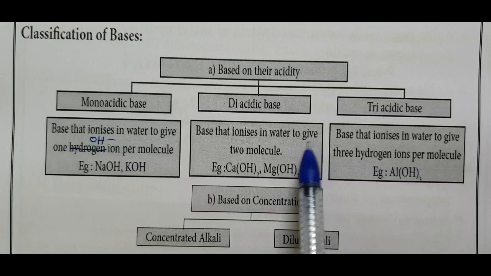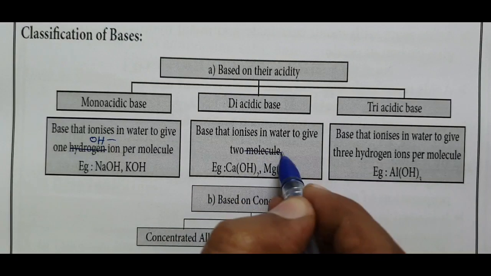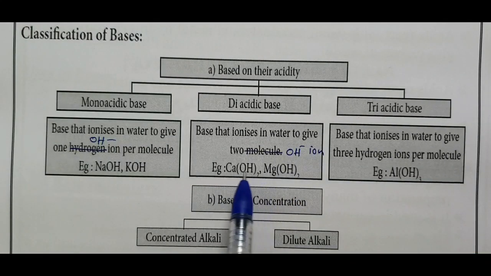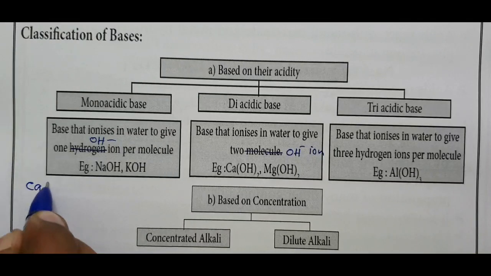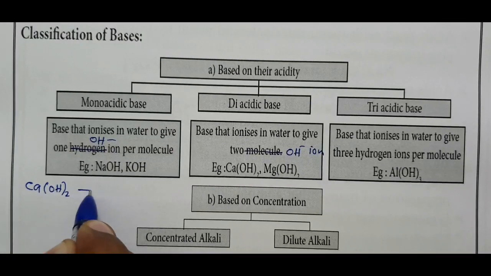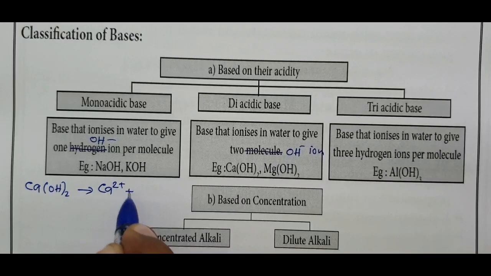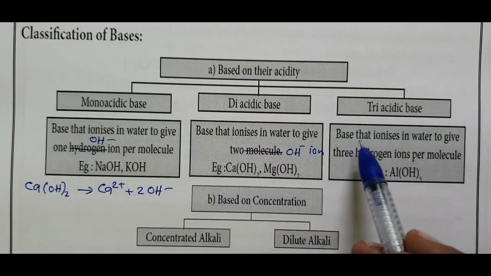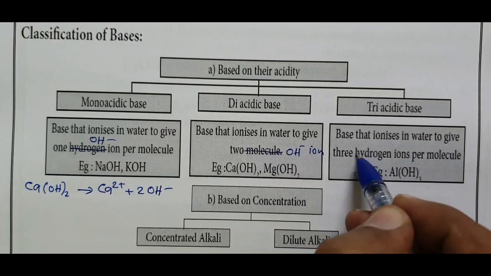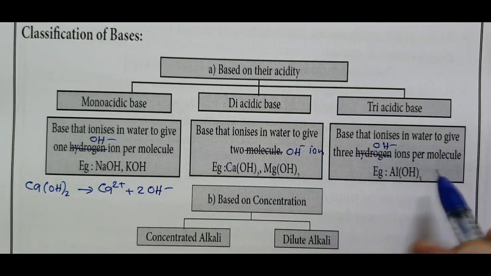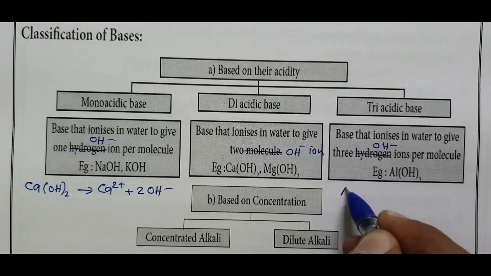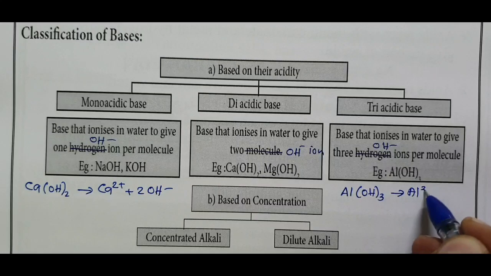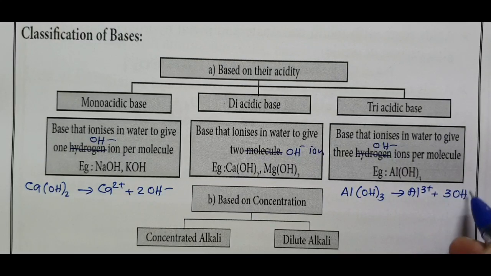A base that ionizes in water to give 2 OH minus ions. Calcium hydroxide, magnesium hydroxide: Ca(OH)2 on ionization gives calcium 2 plus ion and 2 OH minus ions. This is called acidity equal to 2. A base that ionizes in water to give 3 hydroxide ions, OH minus ions, per molecule is called triacidic. Aluminium Al(OH)3 on ionization gives aluminium 3 plus ion and 3 OH minus ions.